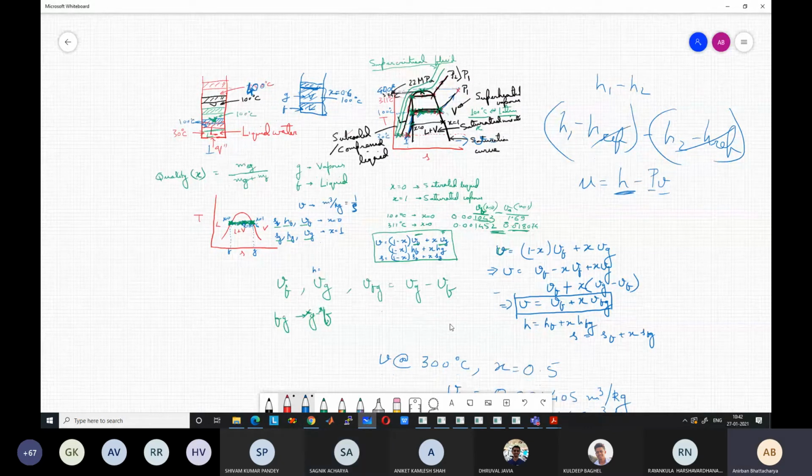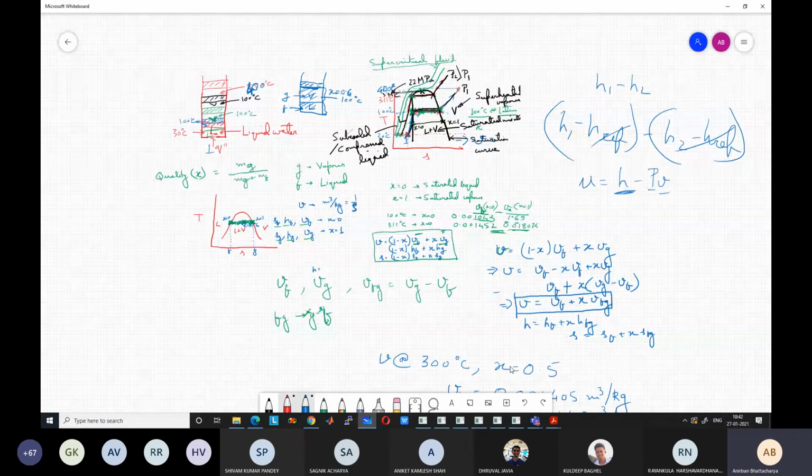It need not be quality. I can also give you enthalpy instead of quality. So say enthalpy is given as 2000 kilojoule per kg and quality is not given. What will you do? Two independent properties are given: 300 degrees centigrade temperature and enthalpy. What will be our approach in that case?